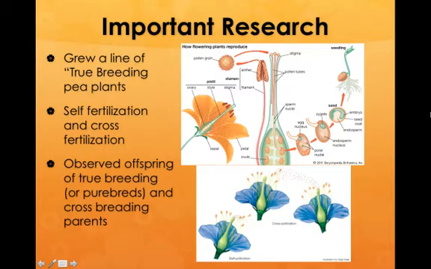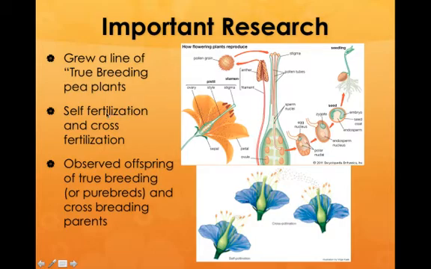And he kept them separate so that he had tall plants that were only giving rise to offspring that were tall, and then he would also keep short plants that were only giving rise to short plants. So he had these true breeding, or what we would call today purebreds, right? Because you have purebred dog, purebred cat, they have characteristics of only that breed and not any other breed.